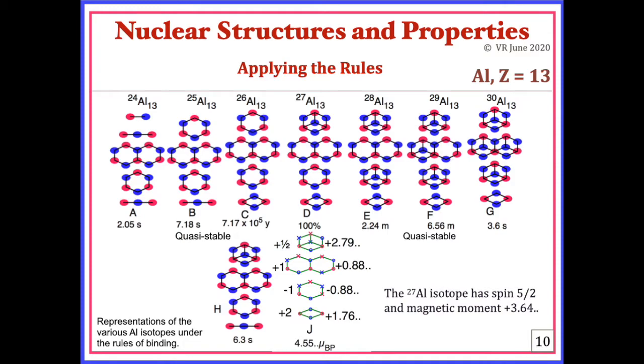This slide shows all the possible aluminium isotope structures under the rules of binding given earlier. We will start at G, isotope 30. It has a half-life of 3.6 seconds. There is obviously an excess of neutrons. Removing 1 neutron gives F, which is isotope 29 and has a half-life of 6.5 minutes. Removing 2 neutrons gives 28Al and a half-life of just over 2 minutes. It seems to be a very good trend that nuclei with odd Z are more stable with even numbers of neutrons. 27Al is stable.